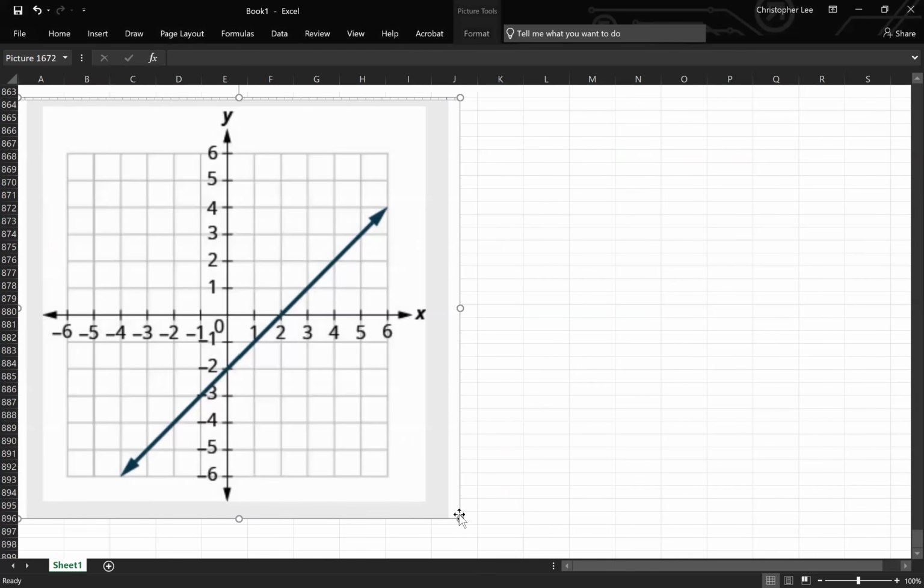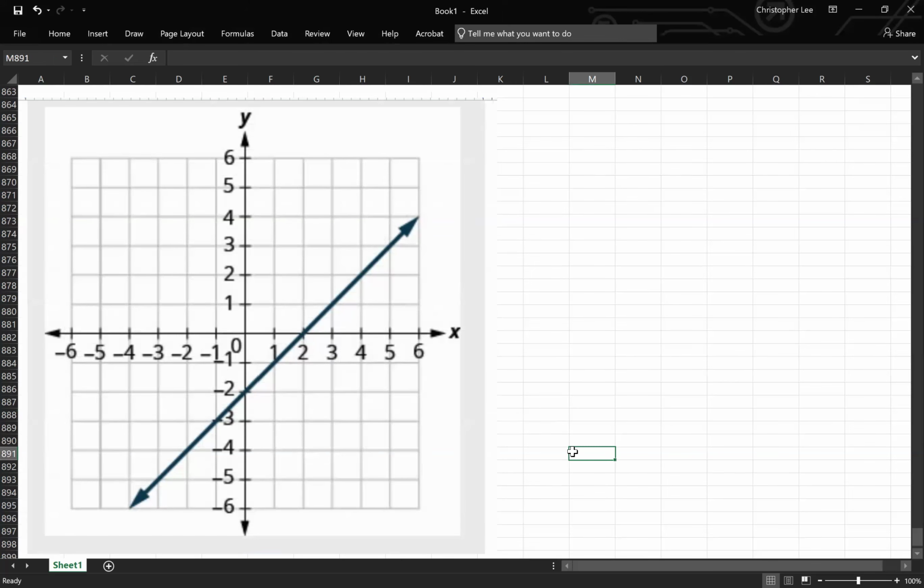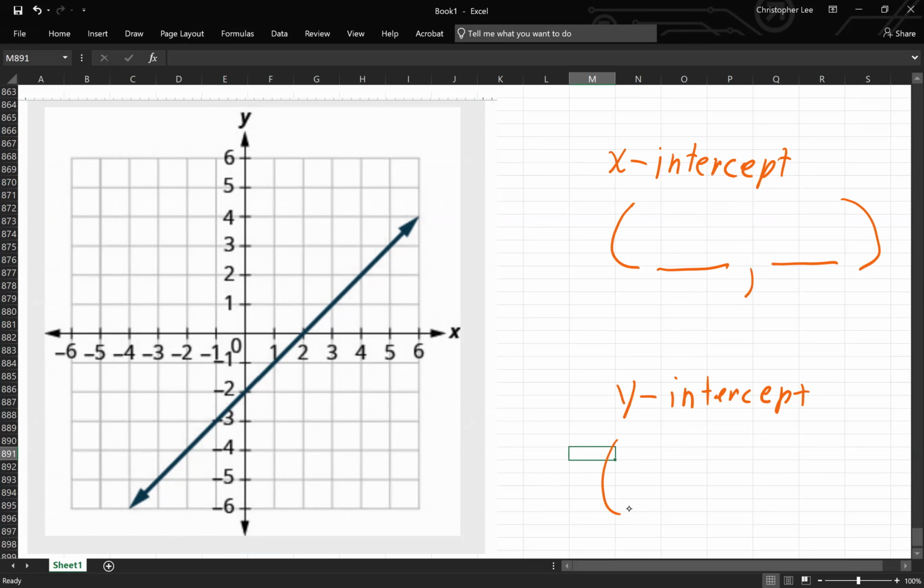You guys try. So just to be clear, I want the x-intercepts, and I want the y-intercepts. And as a hint, it's a point. It's a point. Give y'all a minute to do that.